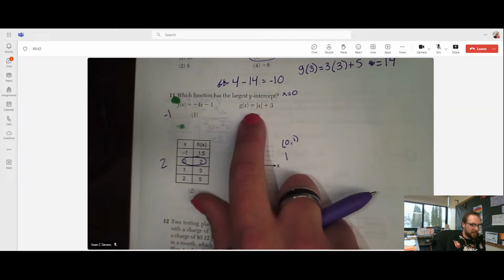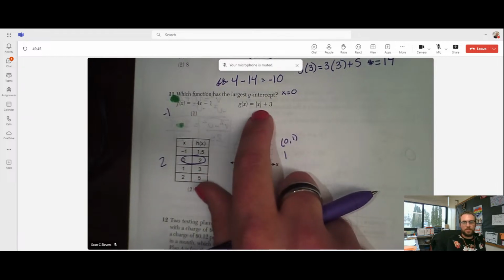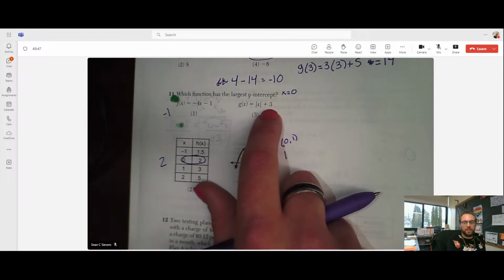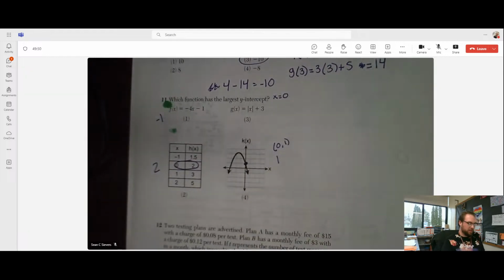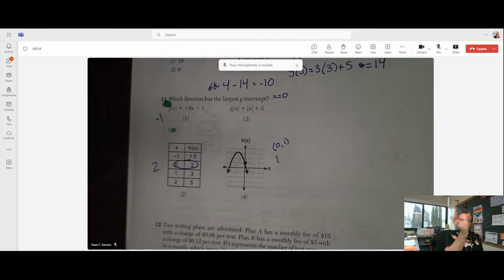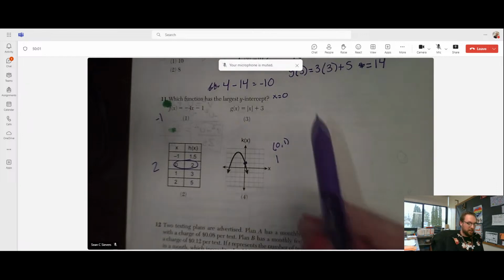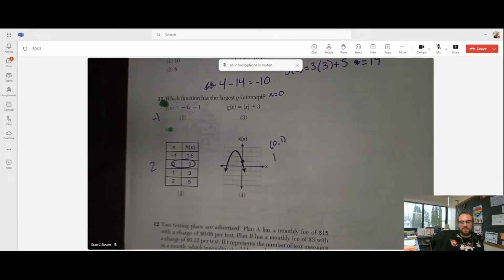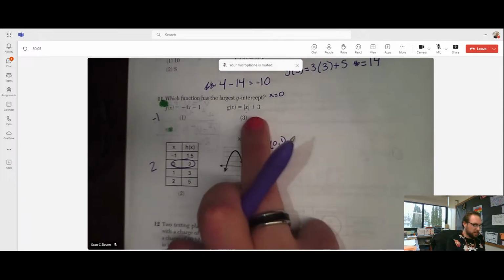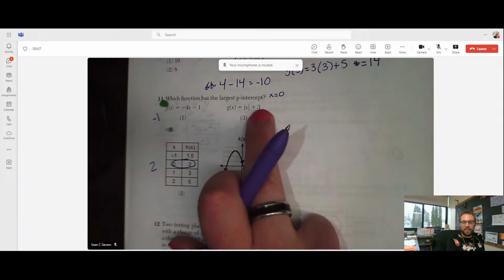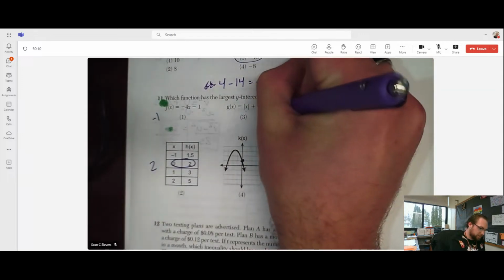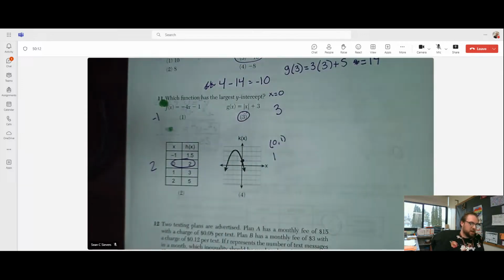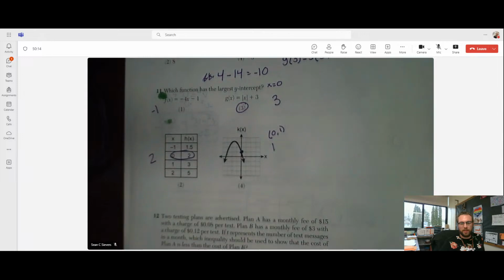Now we have g of x equals the absolute value of x plus 3. So going back to that question about transformations, when we talked about the number that moves our function vertically, that's written on the outside of our function, right? So outside of the absolute value, outside of the parentheses, whatever the case may be. So in this case, my y-intercept is 3. So the largest y-intercept would be answer choice 3.